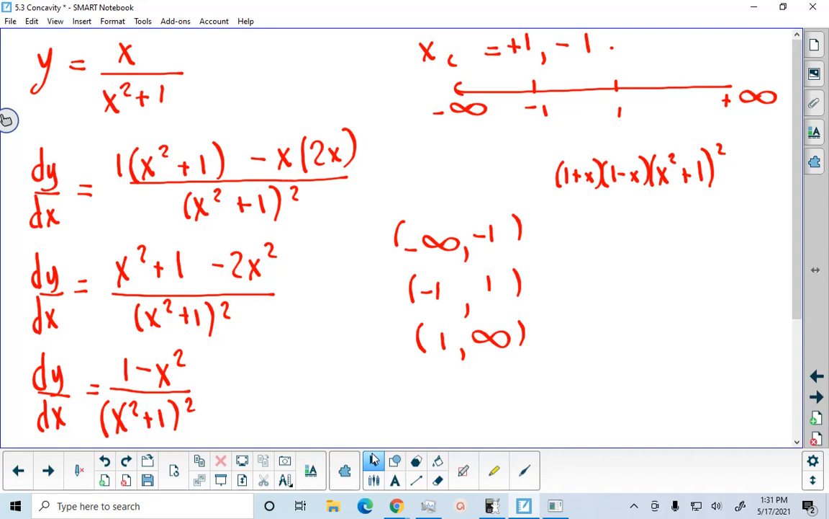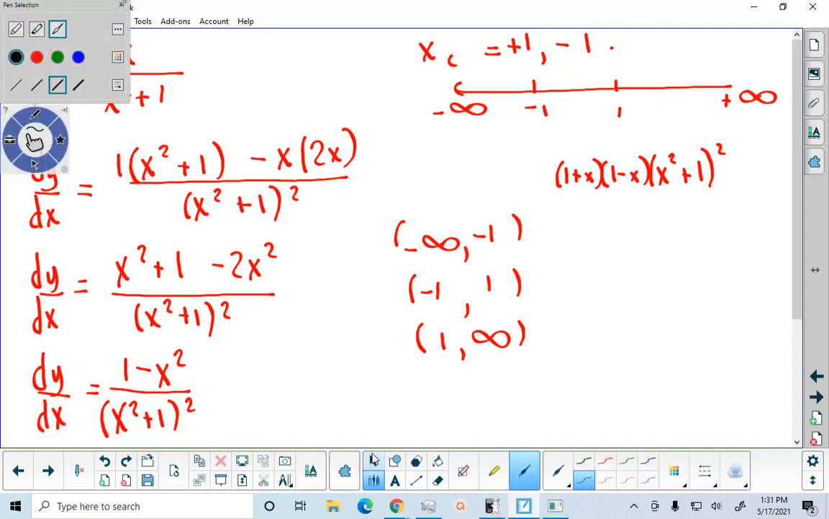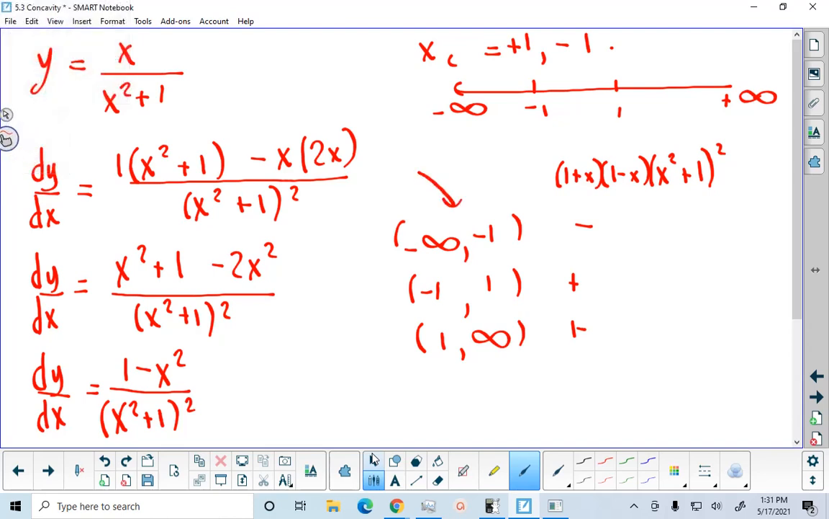This will be negative, then positive. If I put in a number in this interval like negative 20, 1 plus negative 20 is negative. If I put in a number in this interval like 0, 1 plus 0 is positive, and then it continues to be positive. 1 minus x is positive in this interval, positive in this interval, and then it becomes negative here. And the third one is positive everywhere because of the squared.